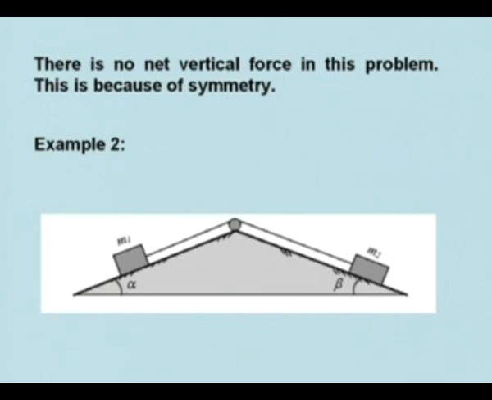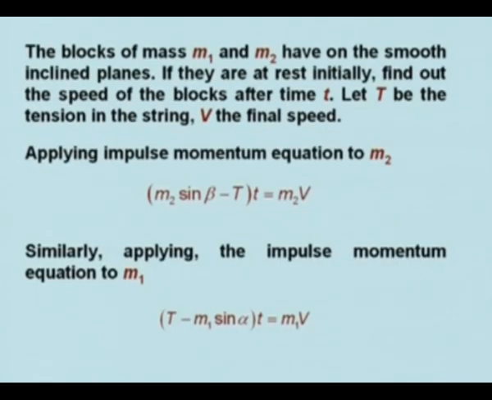Now example 2 of interconnected bodies. Suppose two bodies are acting here, this is M1 and this is M2, and they are put on inclined planes. This is angle alpha and this is angle beta of inclination. Now if blocks of mass M1 and M2 have been kept on the smooth inclined plane, there are no external forces acting. If they are at rest initially, find out the speed of the blocks after time t. Let T be the tension in the string and v the final speed.